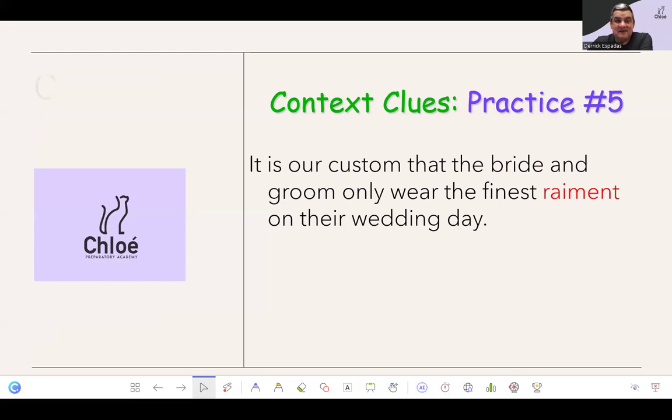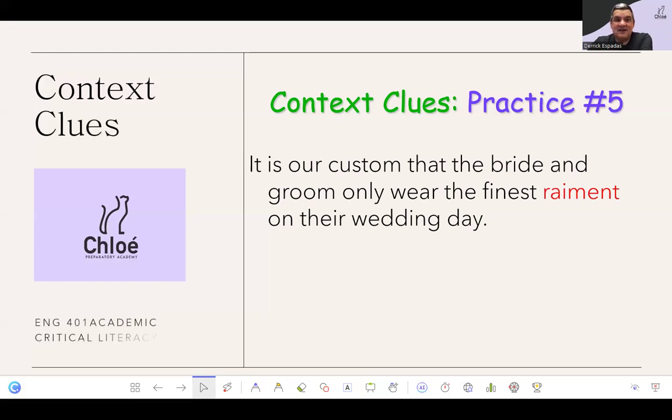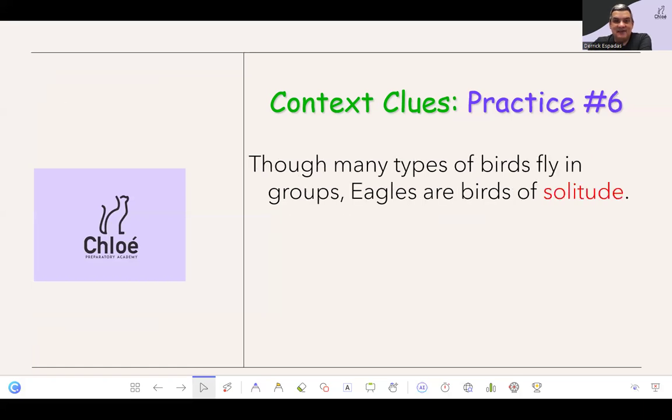Number 5. It is our custom that the bride and groom only wear the finest raiment on their wedding day. So they're wearing something. It's a special day, wedding day. What would raiment mean? And to be honest with you, I always thought it was raiment with an N. It's raiment. Okay? Even I learned some of this stuff.